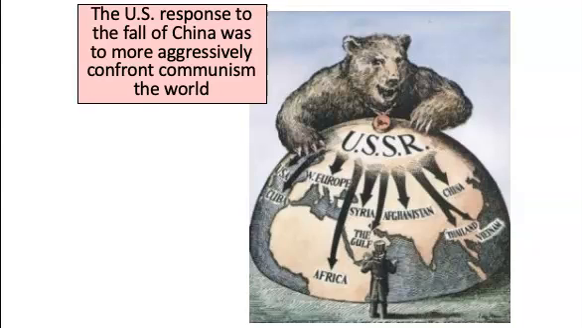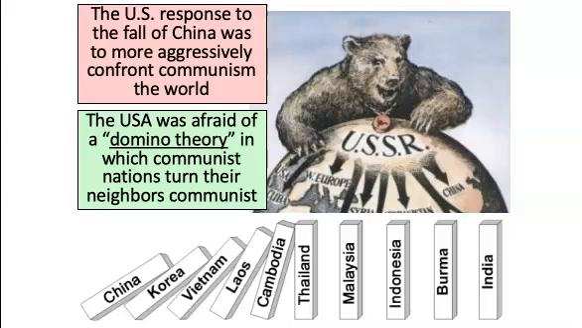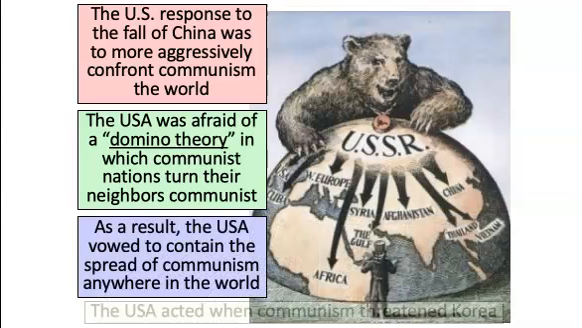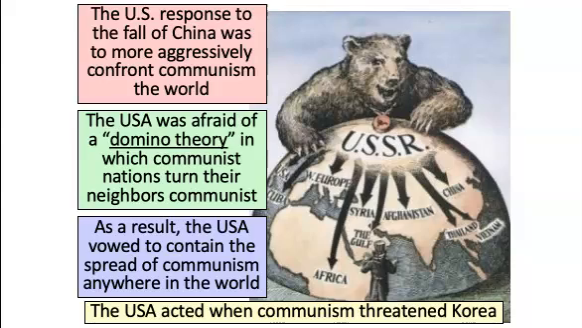Now, the US was afraid of what was referred to as the domino theory, in which communist nations turned their neighbors communist. Now, as a result, the US vowed to contain the spread of communism anywhere in the world. And the US acted when communism threatened Korea.